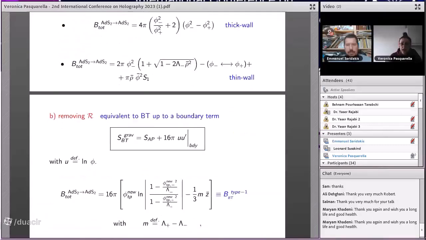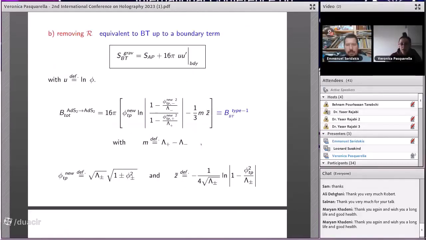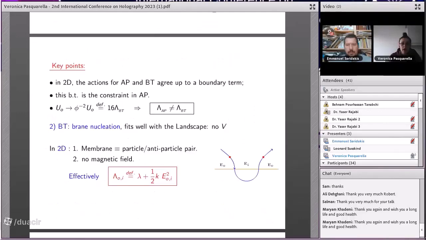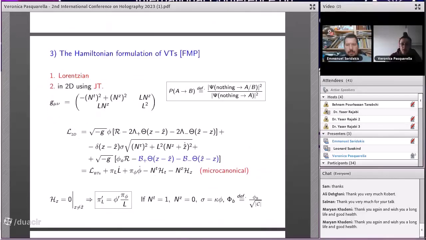By removing the Ricci scalar instead, we end up having something which is like the Brown-Teitelbaum action up to a boundary term, which is a term that you need to add by hand. And this boundary term is important, as also Brown-Teitelbaum stress, because this comes in order to ensure that you get a good variational principle. Now, in the Hamiltonian formulation instead, which is Lorentzian, we're using JT gravity in 2 dimensions.